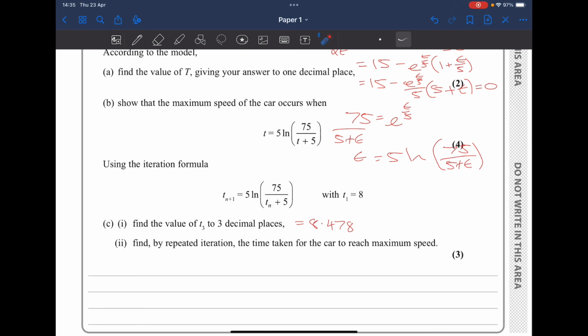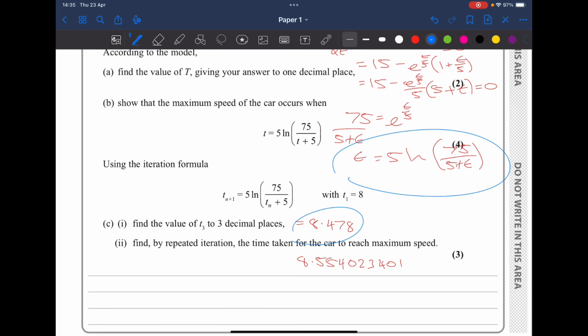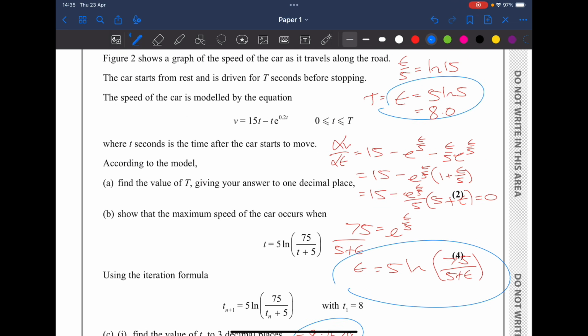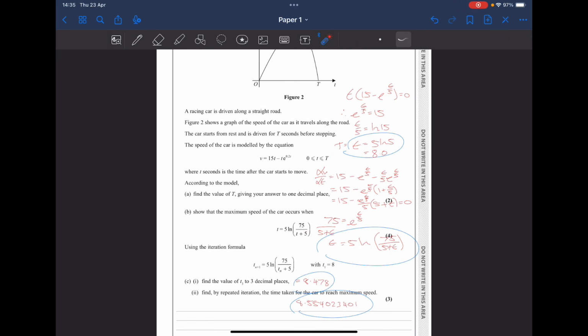Is that good? Yeah, that's good. So what do we have? Lots of decimals. 8.554, 02341. No, 401. Lovely. So they're all the bits we want for the answers. Got that circled already. That looks good to me. Yeah, lovely. Let's keep going.